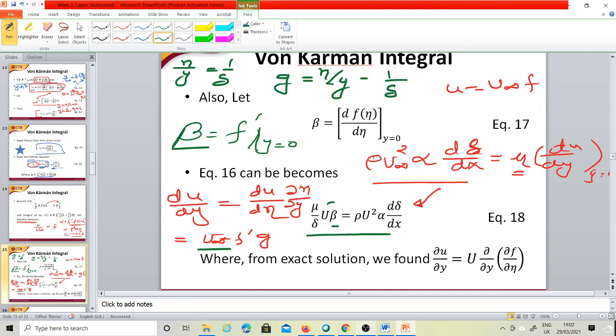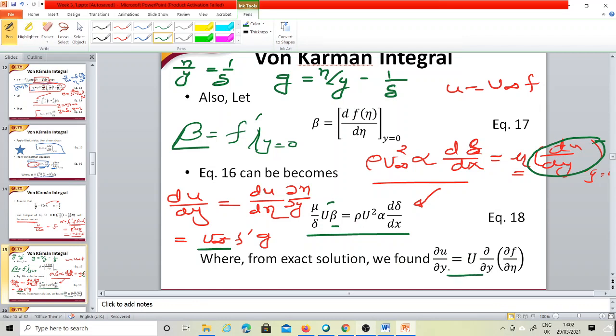Now you will have this expression from equation 16, and the equation turns out like this. All we do is substitute this value of du by dy. How we do it is already explained.